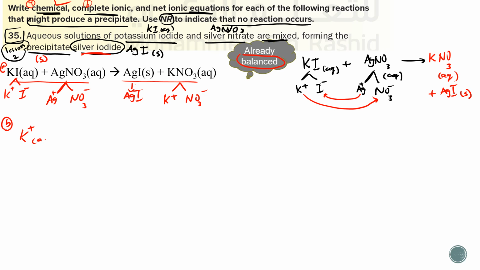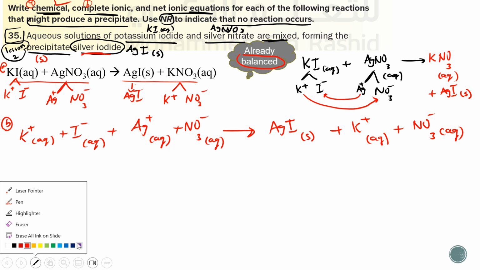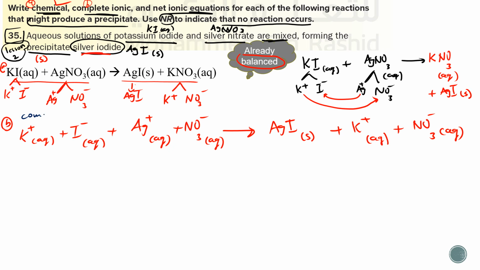It will be K plus AQ plus I minus AQ plus Ag plus AQ plus NO3 minus AQ. حط السهم AgI solid plus K plus AQ plus NO3 minus AQ. Okay? Now, what are the spectator ions, guys? So you should, now this is the complete ionic, right? What about the net ionic equation?